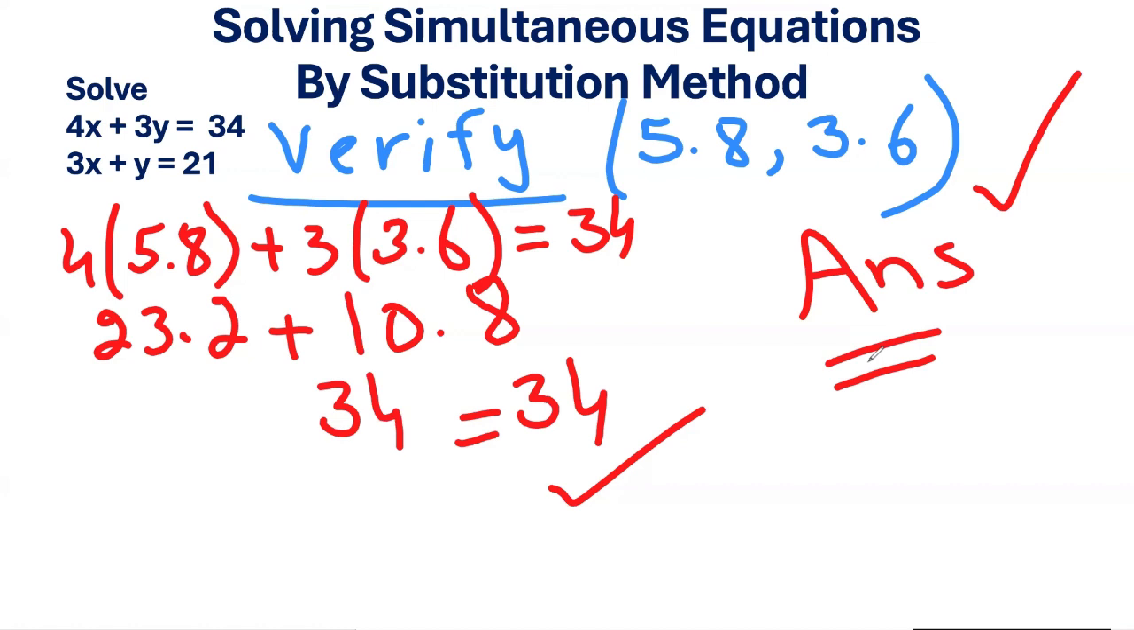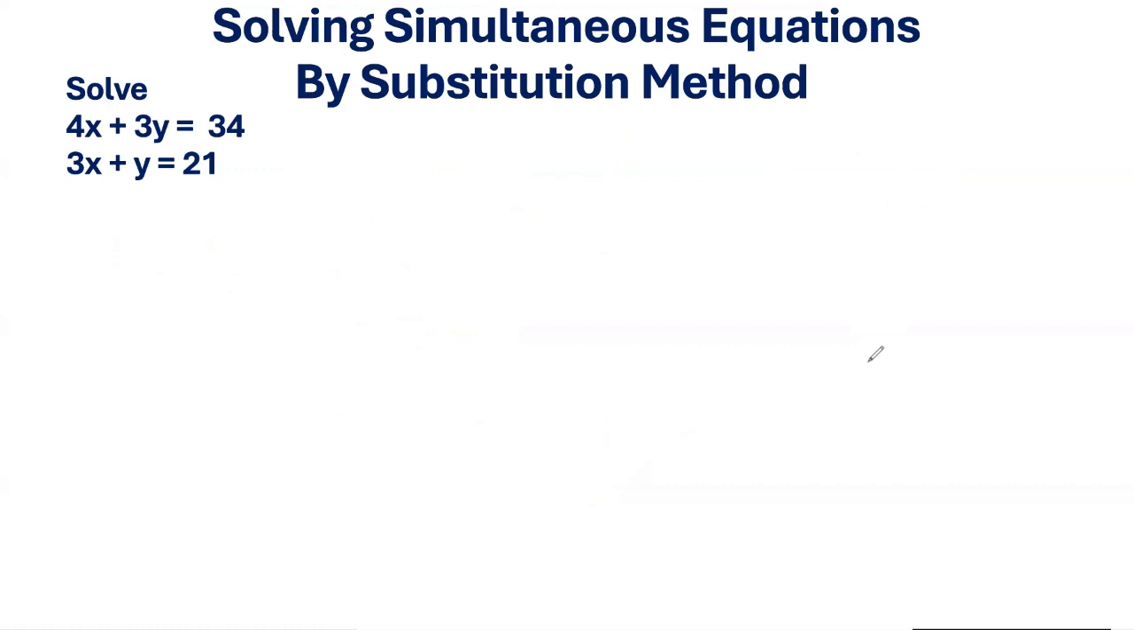Let's see another question now. Solving simultaneous equations by substitution method. Another question is 10x minus 15y is equal to 25, and x minus 2y is equal to 1. Let's solve by substitution method.